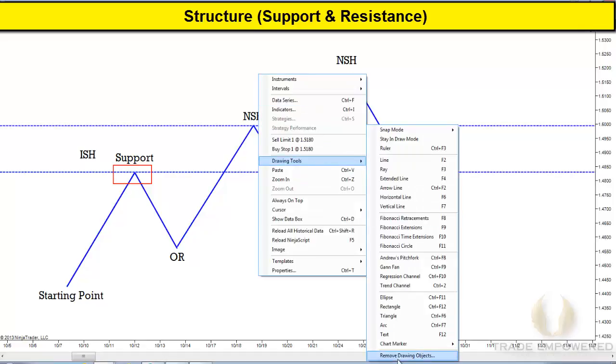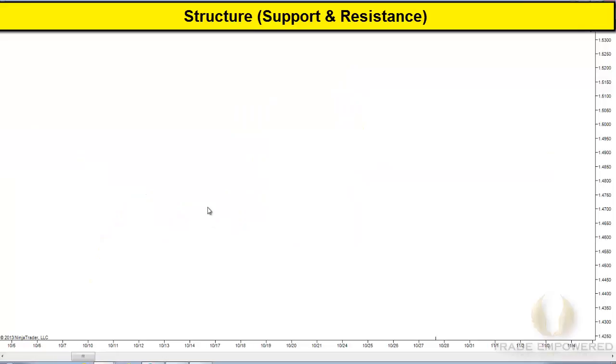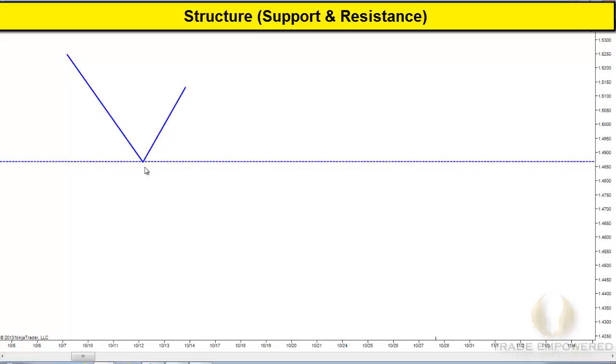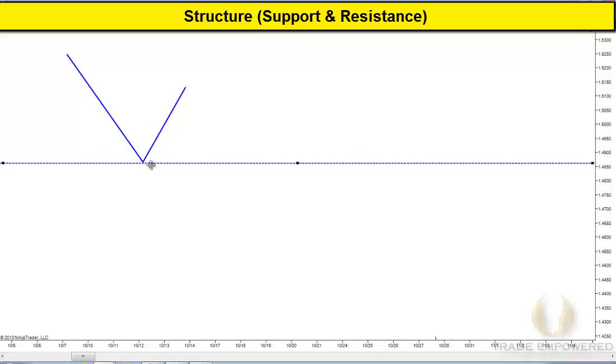We'll see the same thing in a bearish trend. We'll have our initial starting point. We'll have the market retrace. As soon as the market retraces, this initial low becomes a level of structure. This is going to be called resistance.